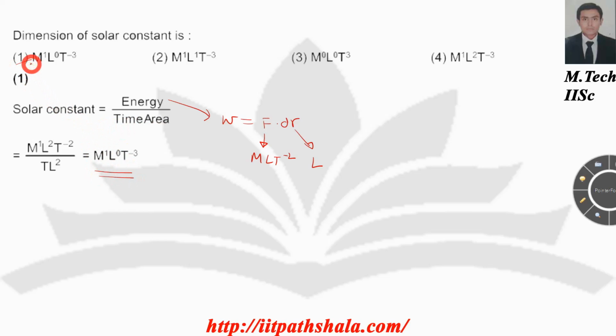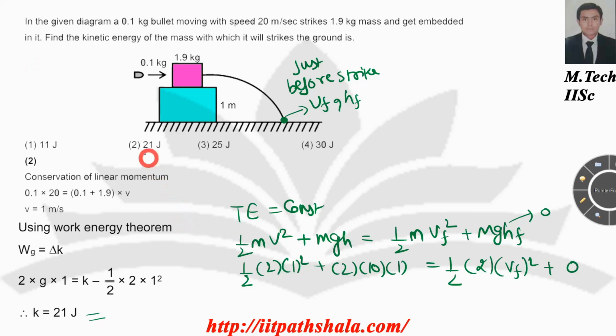Let us move to the second question. He is saying that you are hitting this block of mass 1.9 kg with a bullet. The bullet gets embedded in this block, so it makes one system now. You have to find the final kinetic energy. What you can do here is either use the work energy theorem or the special case of it, which says that total energy is constant. I'm using this because everyone is used to this one.